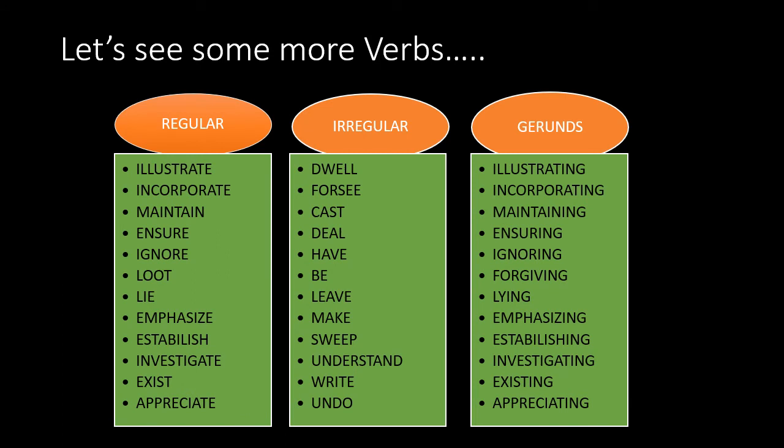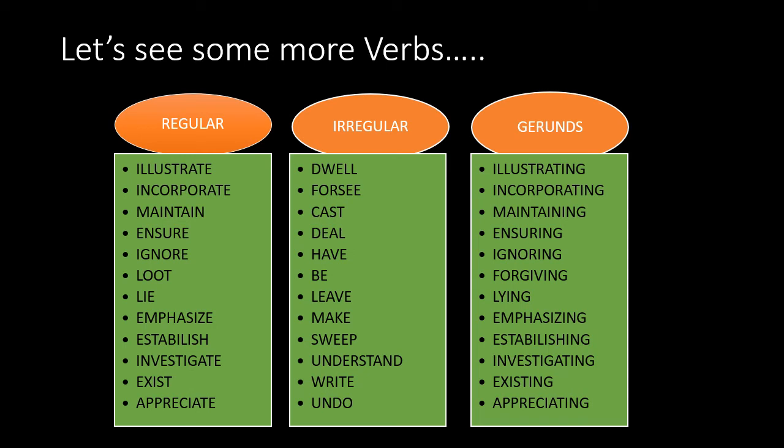Okay, let's see some more verbs over here. We have a classification here of regular, irregular and gerunds. So I already told you the verbs which end with ed. Illustrate becomes illustrated, incorporate becomes incorporated, maintain becomes maintained, ensure becomes ensured, ignore becomes ignored, loot becomes looted, lie becomes lied, emphasize becomes emphasized, establish becomes established, investigate becomes investigated, exist becomes existed, and appreciate becomes appreciated. I recommend you use the dictionary for the meaning of these words.